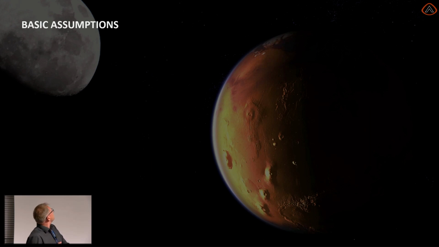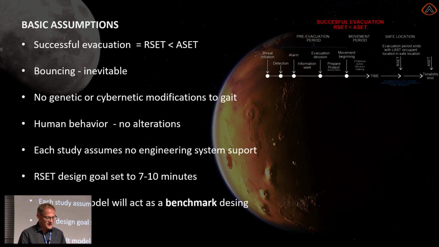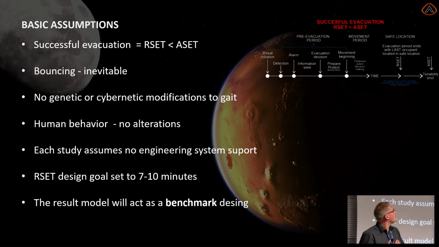Okay, the basic assumptions made in this research are that RSET is less than the viable safe egress time, where people get incapacitated. Then bouncing in low gravity is inevitable. People are subject to neither cybernetic nor genetic modification, so the gait length and the motorics are the same as on Earth.